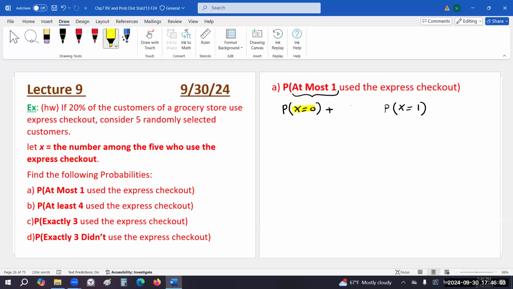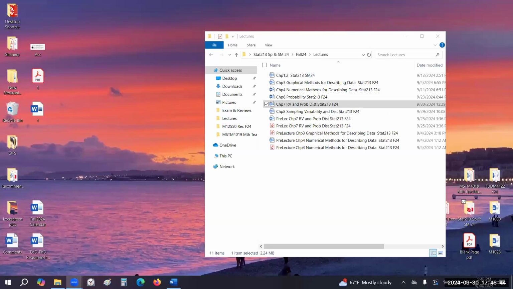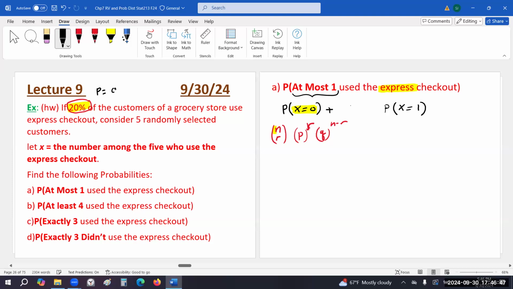Now, since it's a binomial, we can use our formula: N choose R, success to the R, failure to the N minus R. So we have 20% of people using the express checkout. What is this 20%? The failure rate or the success rate? Success, because we are looking for how many people used the express checkout, and we want to find the probability that they used it. So this 20% gives us our P, 0.2.